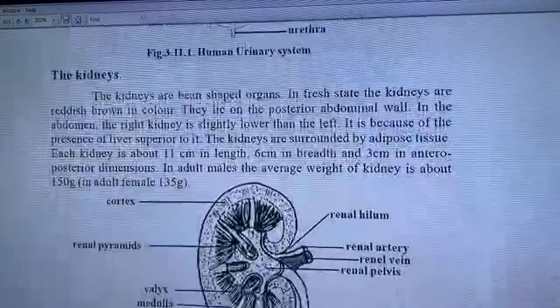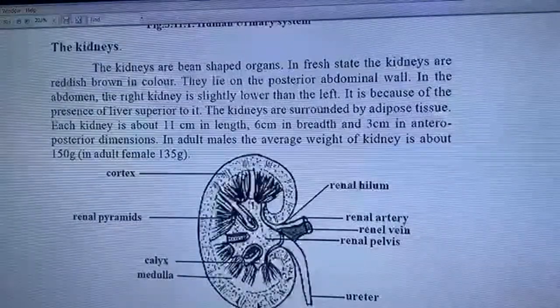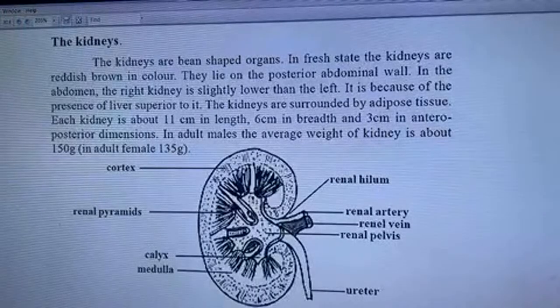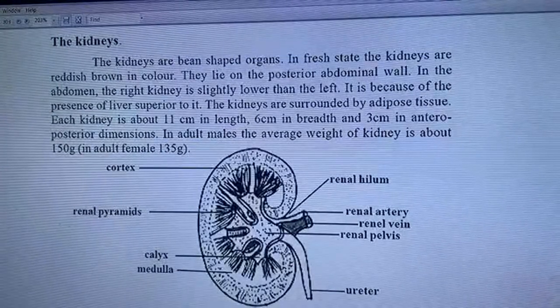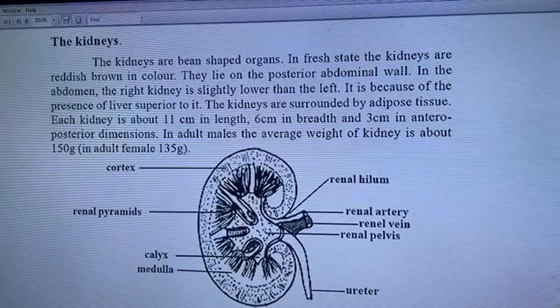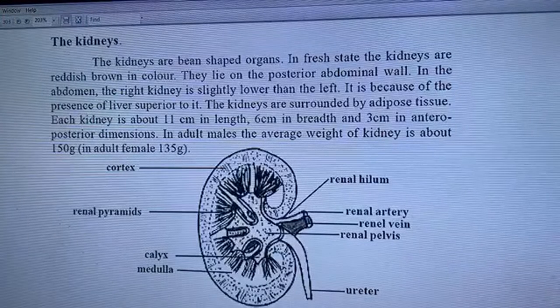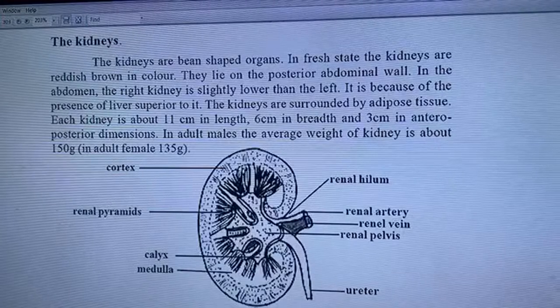The kidneys. The kidneys are bean-shaped organs. This is a main important topic for examination. In the fresh state, the kidneys are reddish brown in color. They lie on the posterior abdominal wall in the abdomen. The right kidney is slightly lower than the left because of the presence of the liver superior to it.